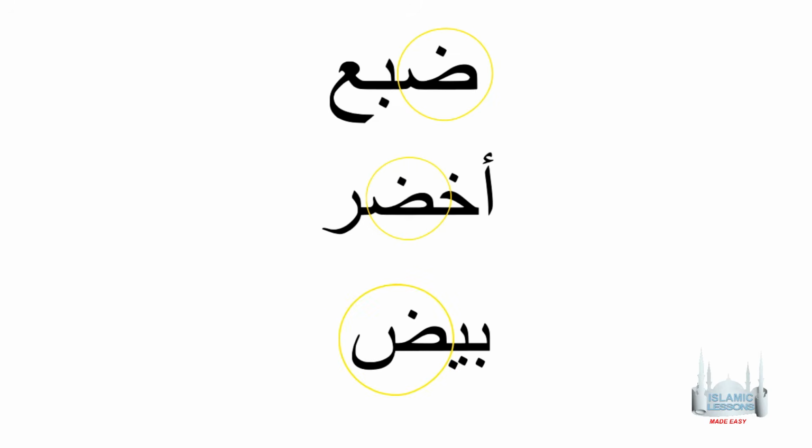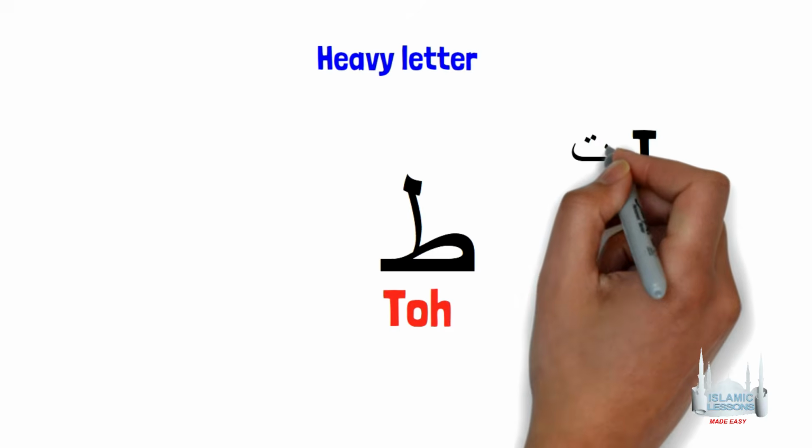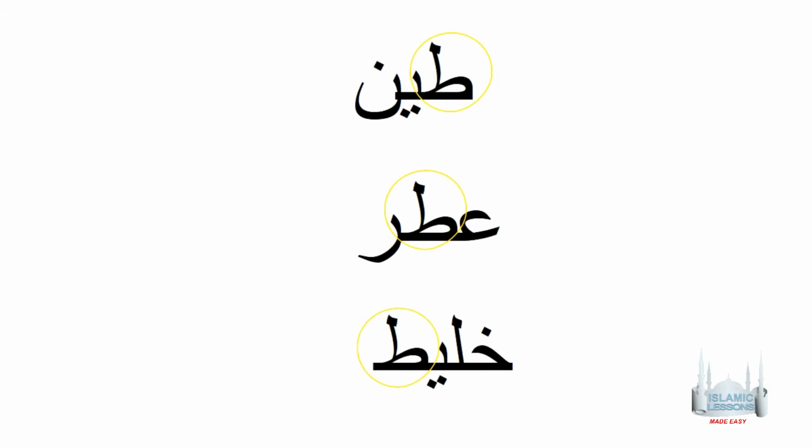This letter is called ta. Ta is a heavy letter. The closest letter would be the letter T and the letter ta, but it is pronounced with a heavy sound, ta. This is what the ta looks like at the beginning, like this in the middle, and like this at the end of a word.